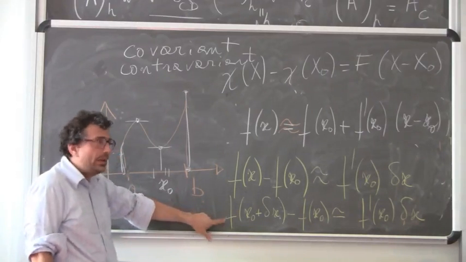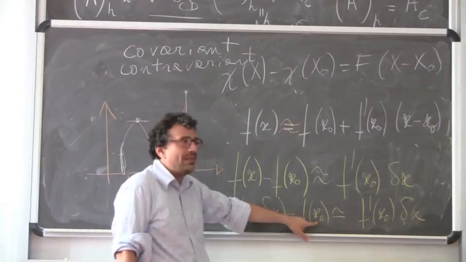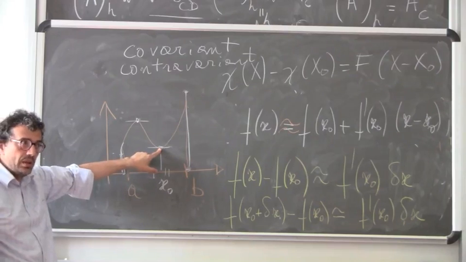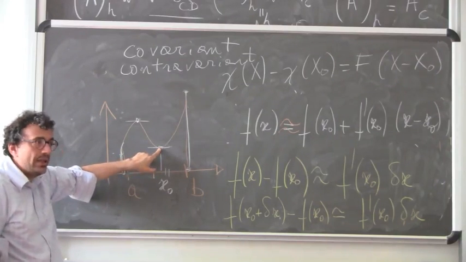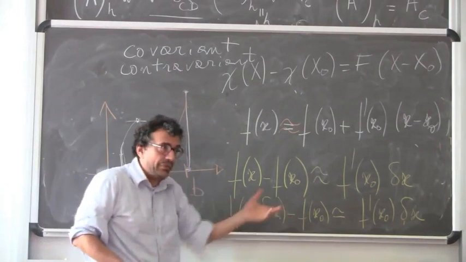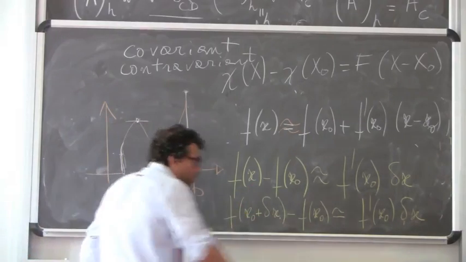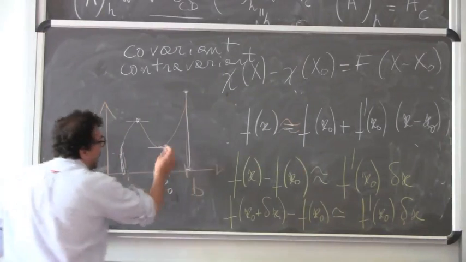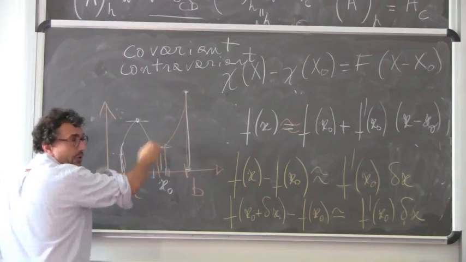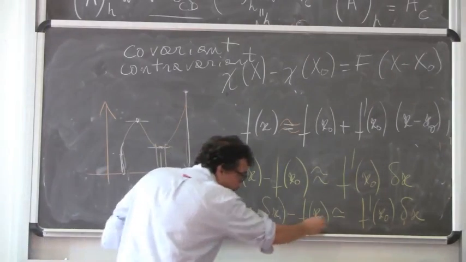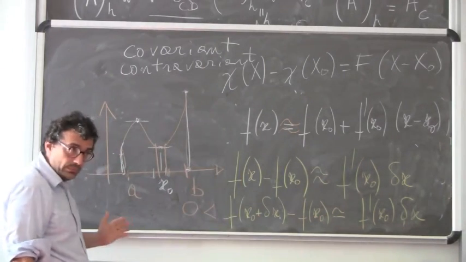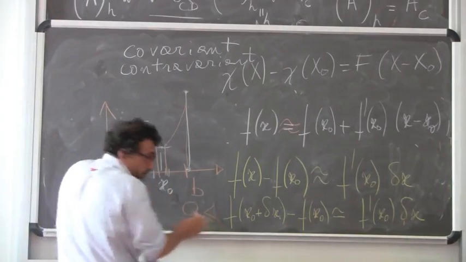Now, what happens if x0 is a minimum for f? If f(x0) is a minimum, this quantity will always be greater than f(x0). So, if I am here and I change x a little bit, I get greater values. So this difference is positive, or 0.